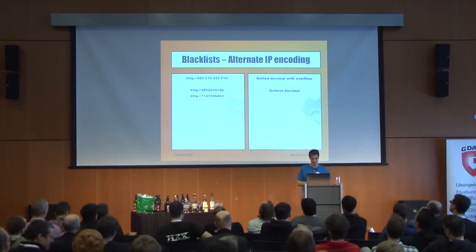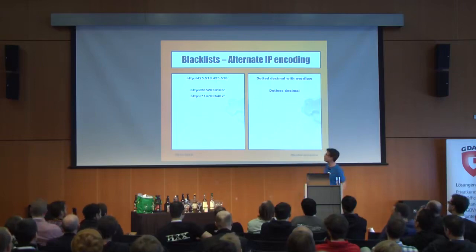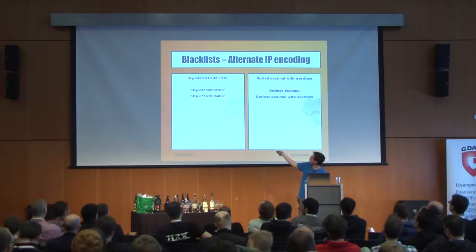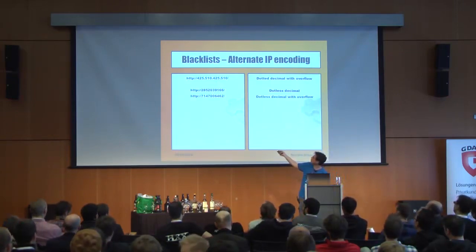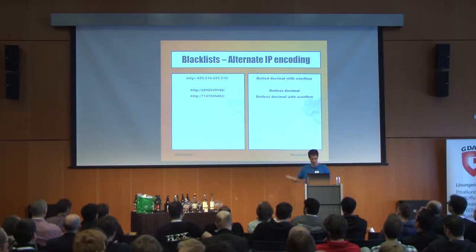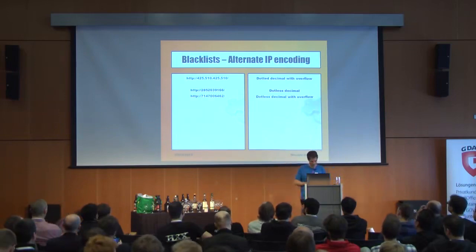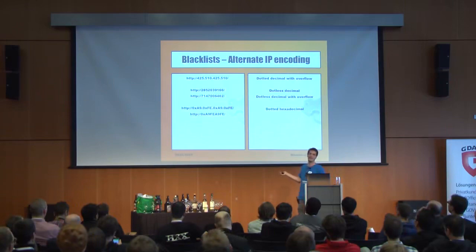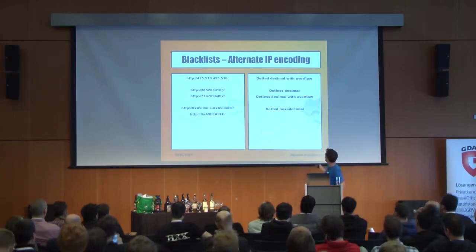This one, yes, dotless decimal with overflow. You just need to add 256 to the power of 4, and you have your new IP address. And this one, easy. Dotted hexadecimal. So of course we have dotless hexadecimal.